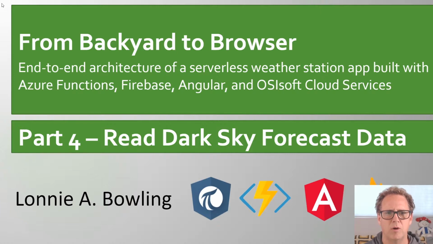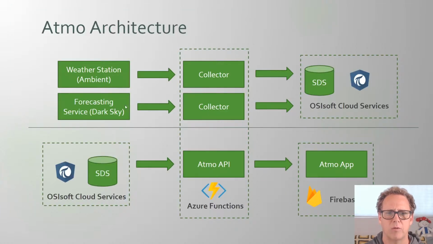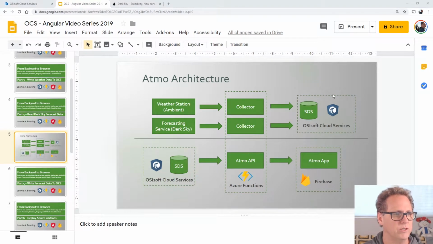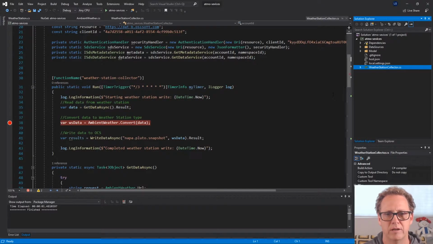Okay, going to the architecture here, we're working on this forecast service, reading it from Dark Sky and getting it ready to send over to the sequential data store in OSIsoft Cloud Services, also known as OCS. All right, so let's go ahead and get started. I'm going to switch over to our application that we've been working on. Here is the weather station collector.